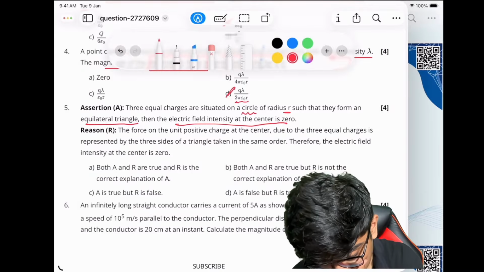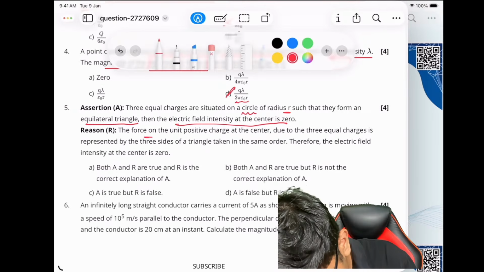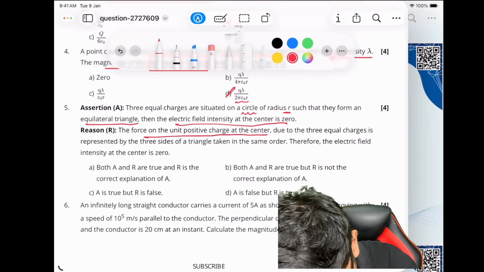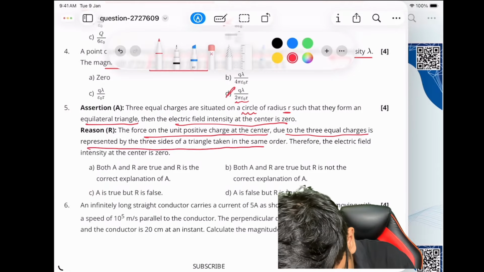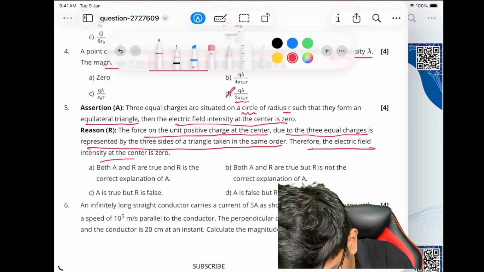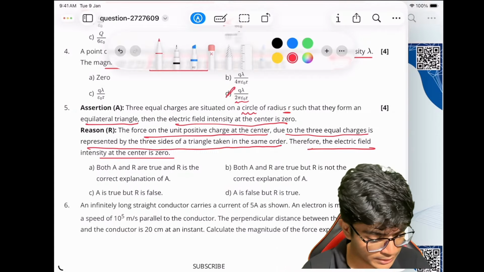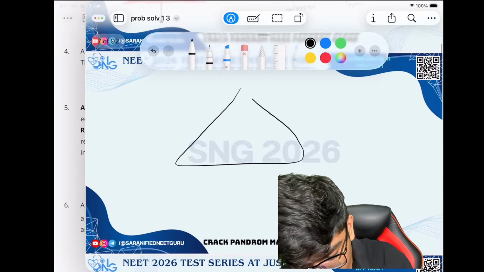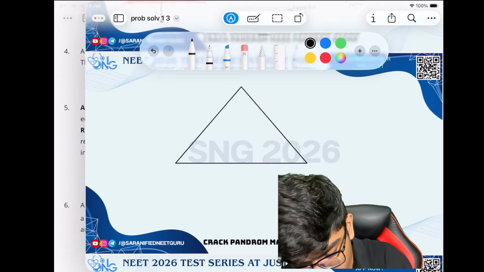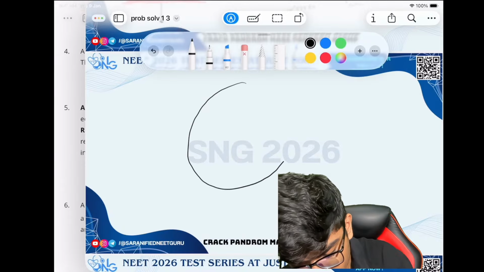Force on... okay, first assertion I've read. The force on the unit positive charge at the center due to the other three equal charges is represented by three sides of a triangle taken in the same order. Therefore, the electric field intensity is 0. Basically, what they are saying is, you have a circle, and you have a triangle, an equilateral triangle. Wait, let me draw a circle.